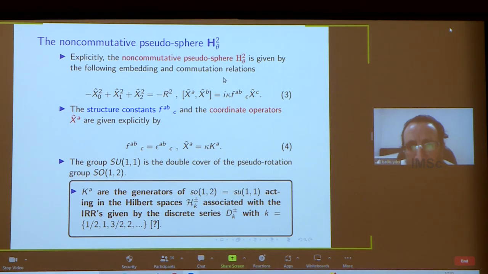The x hat are the coordinate operators on AdS2. The structure constants are precisely the structure constants of the group SO(1,2). Kappa here is the deformation parameter. The irreducible representations we are talking about, these K_a, are given by the irreducible representation of SO(1,2) given by the discrete series. So these are standard representations which we recover for Euclidean AdS2.